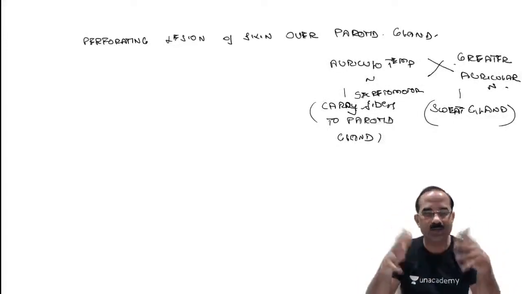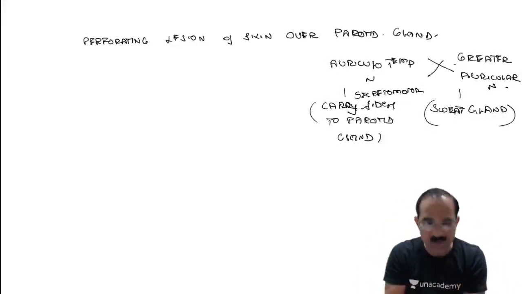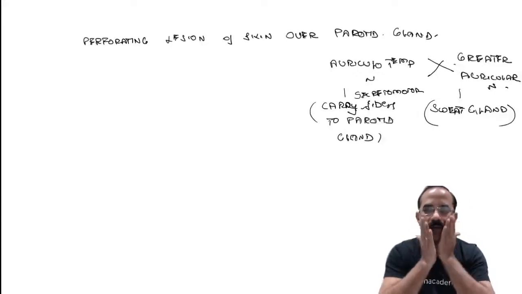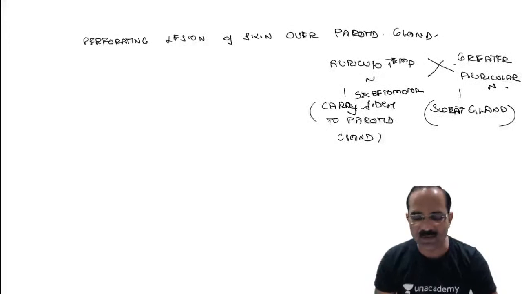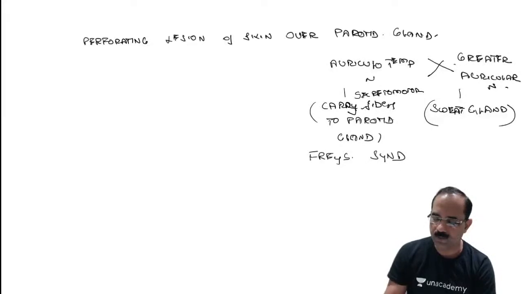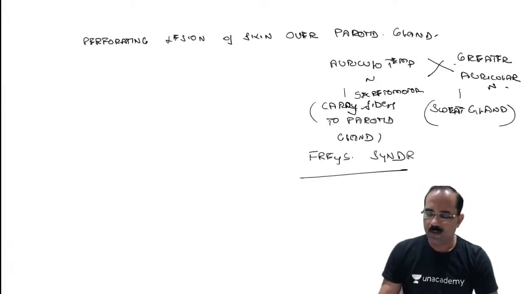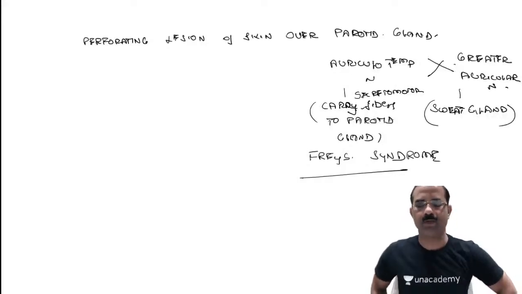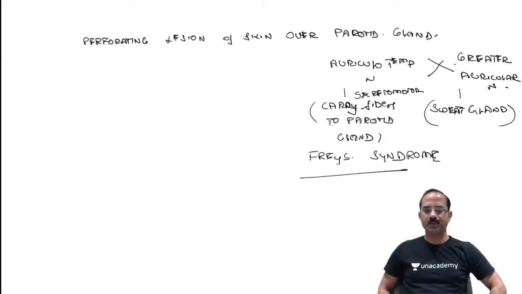So now when a person starts to salivate, the person gets sweating of the skin over the parotid gland. What is this known as? This is Frey syndrome. This is clear. That's Frey syndrome.